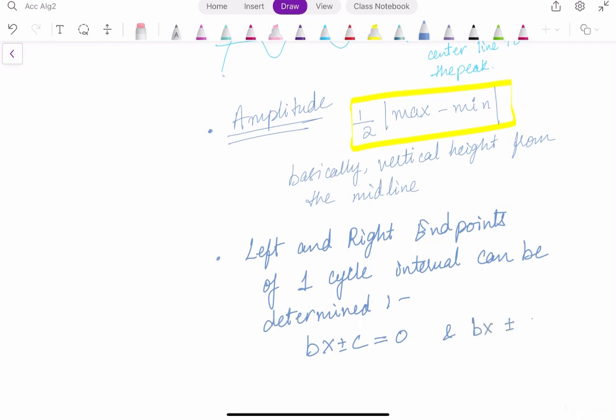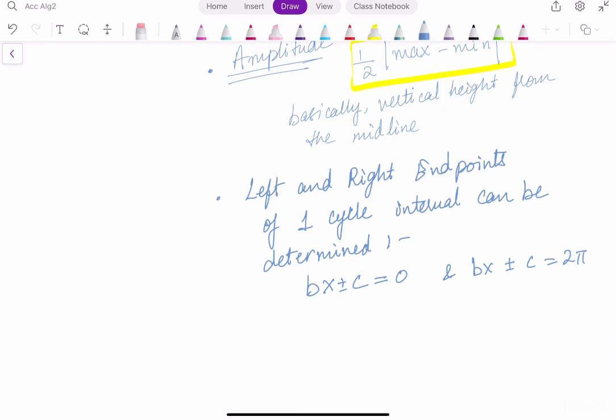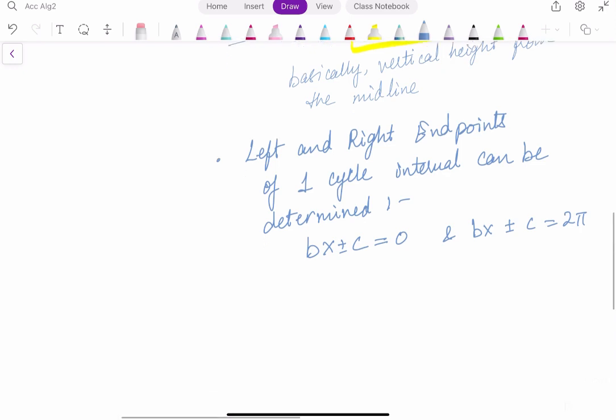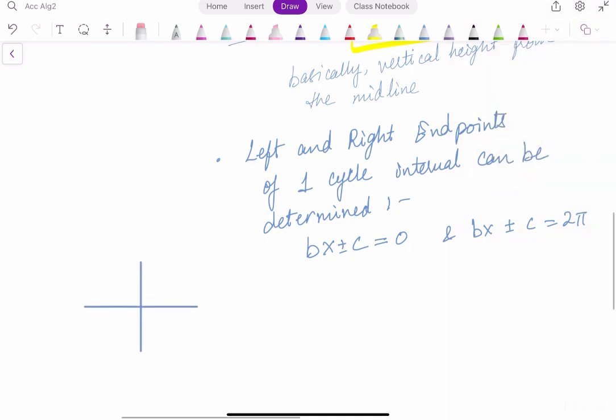Now this process is also called phase shift. So in many textbooks they will say bx minus c is equal to 0, bx minus c is equal to 2 pi. In other textbooks they will say x is equal to c divided by b, because if you solve bx minus c is equal to 0, you will get the value of x is equal to c divided by b. So let's create a coordinate plane.